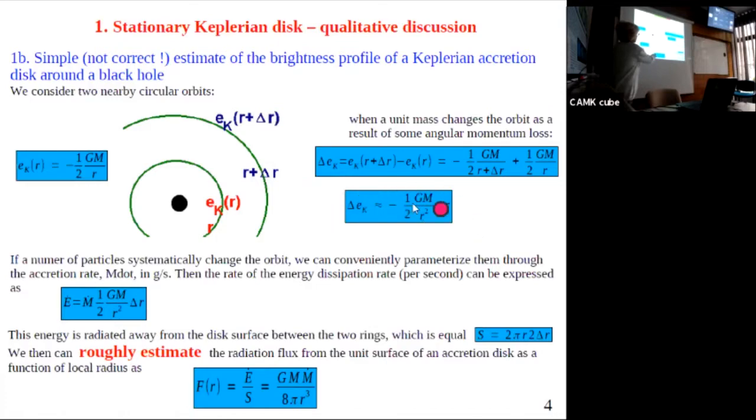So this is the energy, the excess energy, we have to get rid of when coming from this orbit to this orbit, and this is measured per unit mass, per gram, for example. So then if we introduce accretion rate in grams per second, then we have an energy which should be dissipated in grams per second. We just multiply this expression by that, and now we change the sign because we are interested in the energy which gets out.